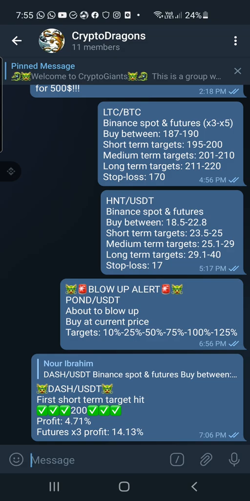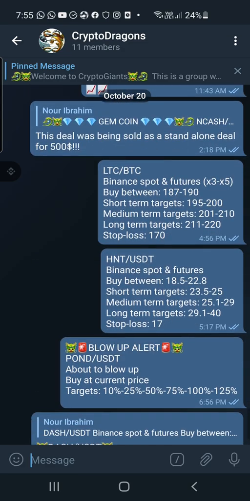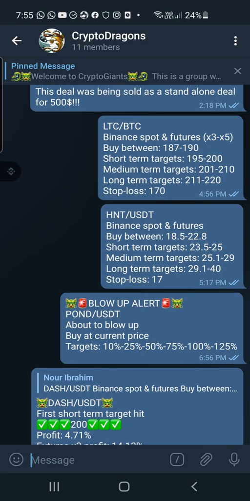For every deal that says stop loss at the bottom, and most of them do, if you want to trade carefully and you do not want to lose all of your money, you can still lose money. This is cryptocurrency, but if you do not want to lose 100% of the money that you put in, you have to activate the stop loss.